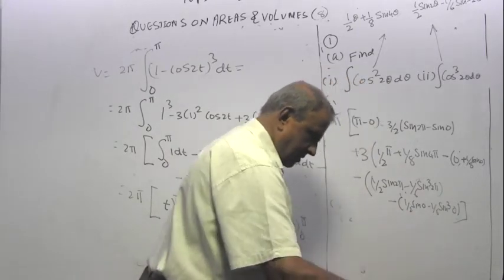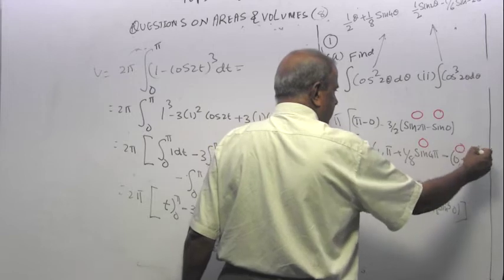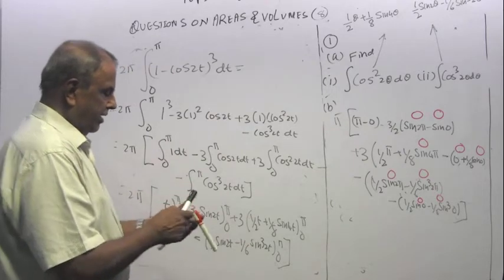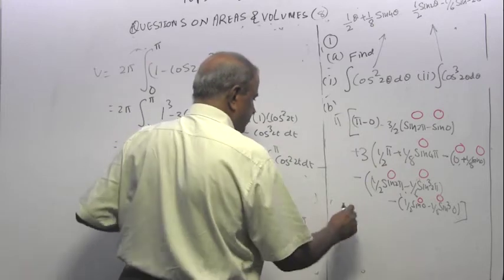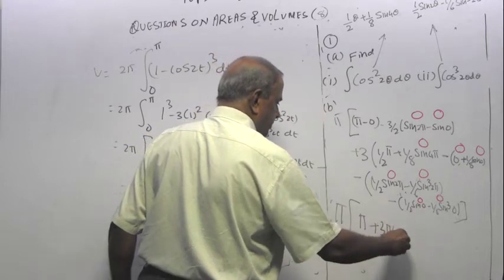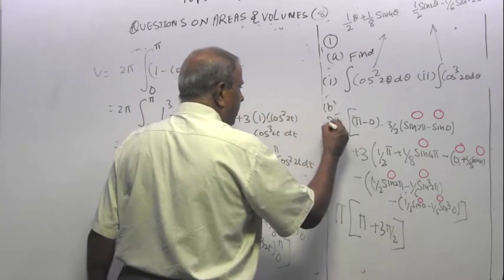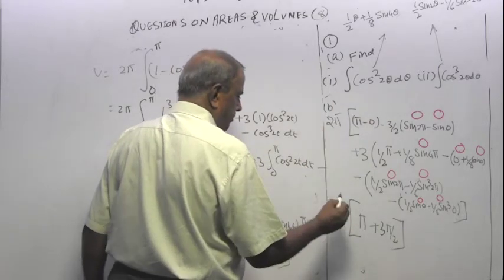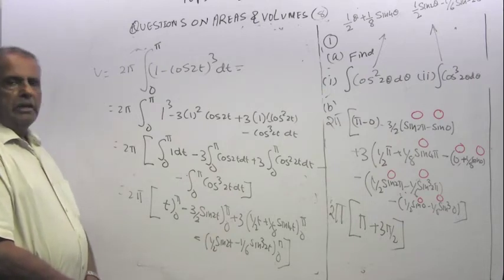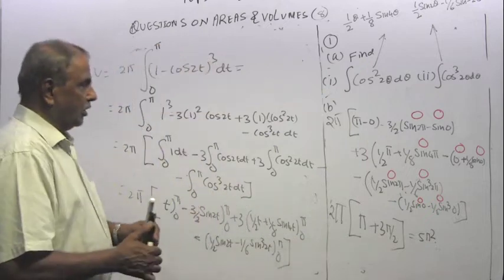This is 0, that is 0, that is 0, all of them are 0. So what are you left with? You're left with pi times pi plus 3 pi by 2. Sorry, there was a 2 pi, not a pi. So 3 pi by 2 plus pi is 5 pi by 2, multiplied by 2 pi is 5 pi squared. That is the volume.